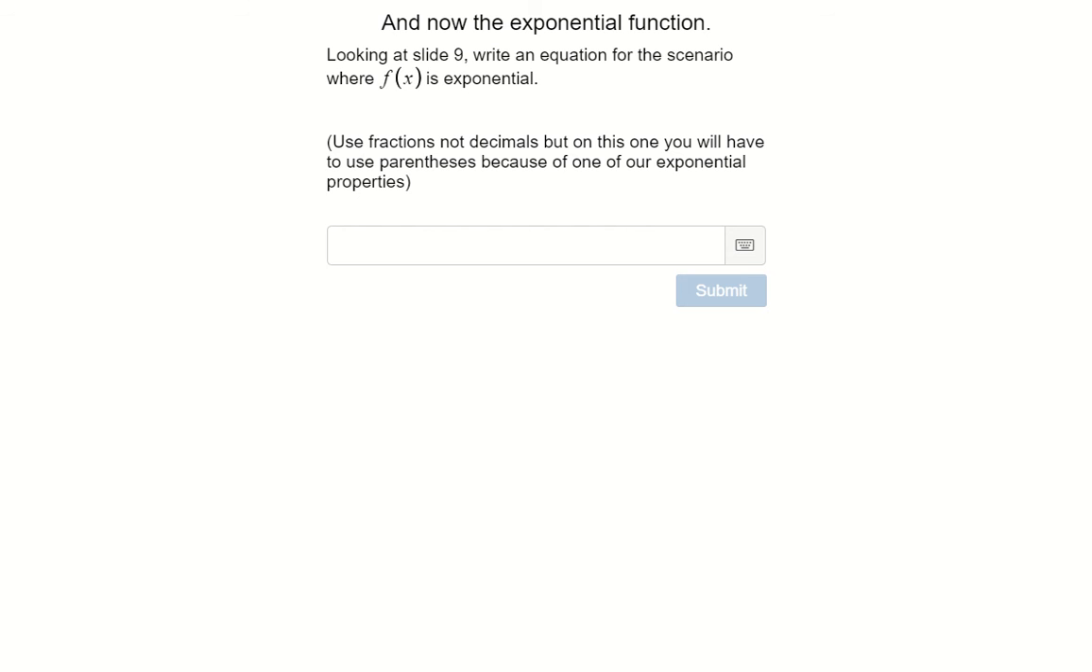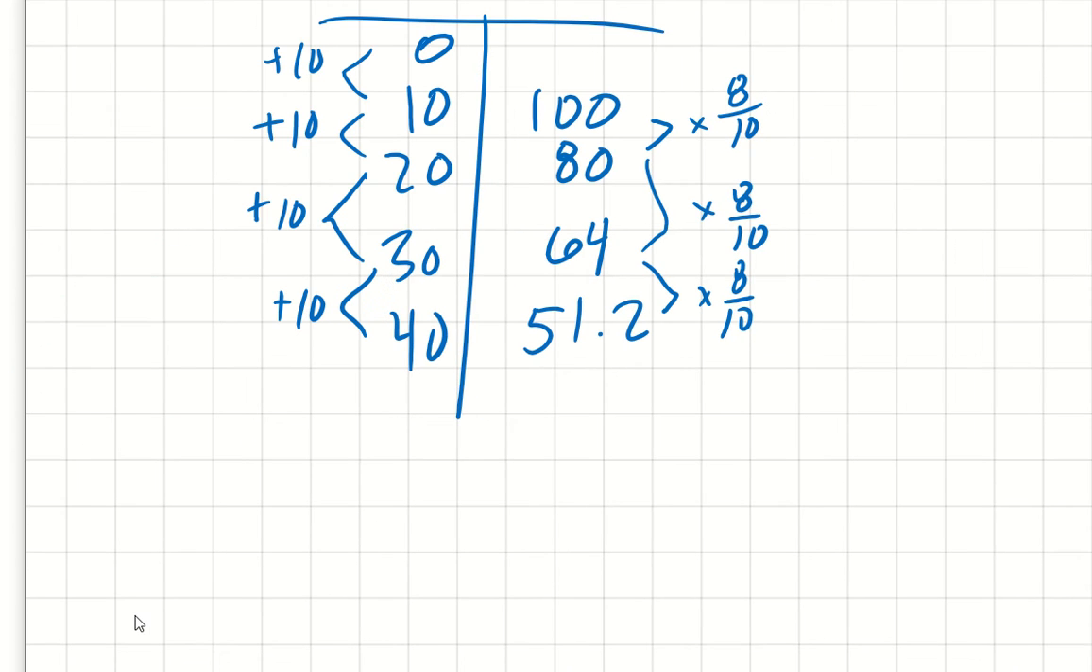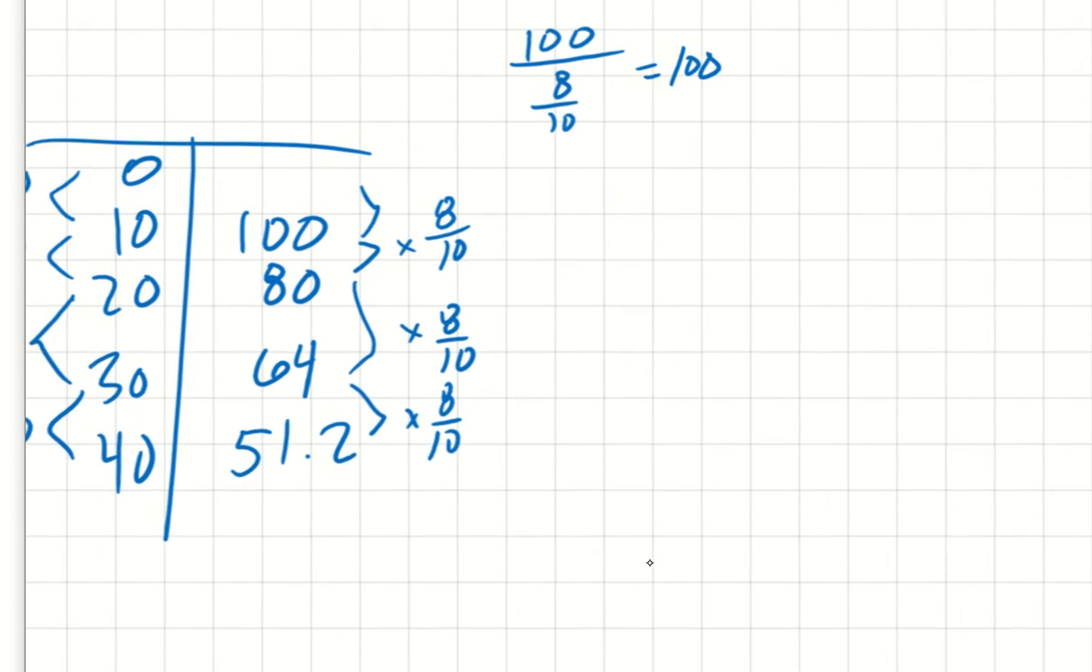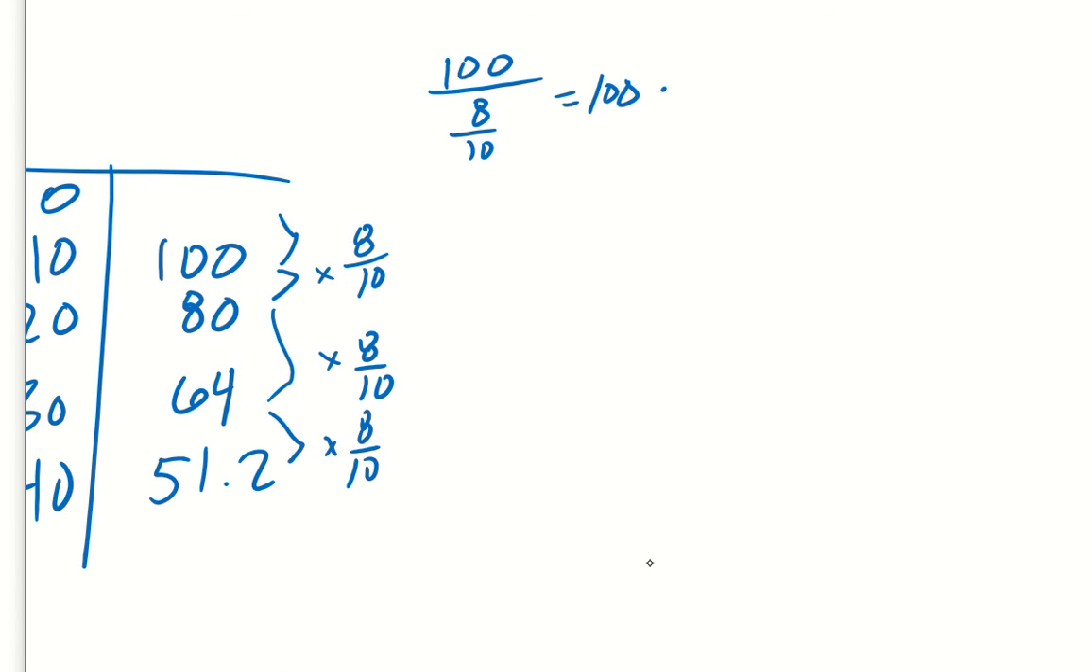And then this last one, looking at slide 9, write an equation for the scenario where it's exponential. So let's go look at this blue one. We're going to use that same formula. One thing we need to do is backtrack and find our starting value. So it would be 100 divided by 8/10. That's the same as 100 times 10 over 8. Dividing by a fraction is the same as multiplying by its inverse. It's a little tidier. Equals 1,000 over 8, which equals 125.